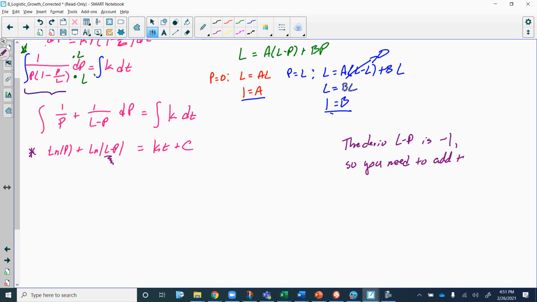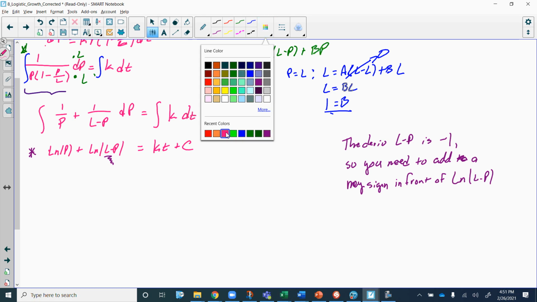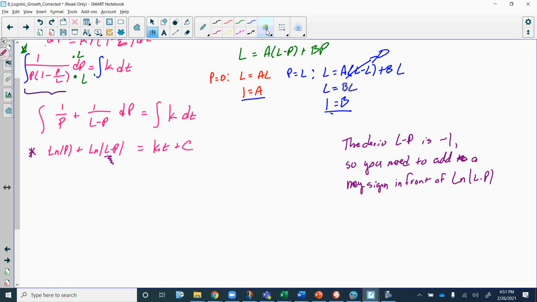Okay? Because the derivative of that is negative 1, you need to add a negative sign in front of that natural log. So that means I'm going to end up here with natural log of P minus natural log of L minus P to be equal to KT plus C.